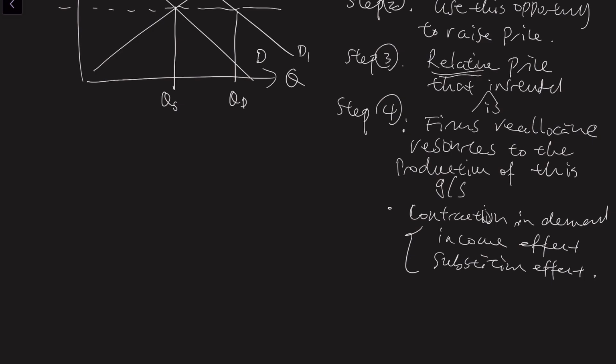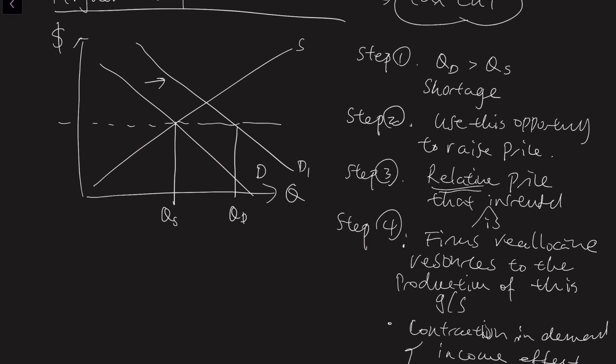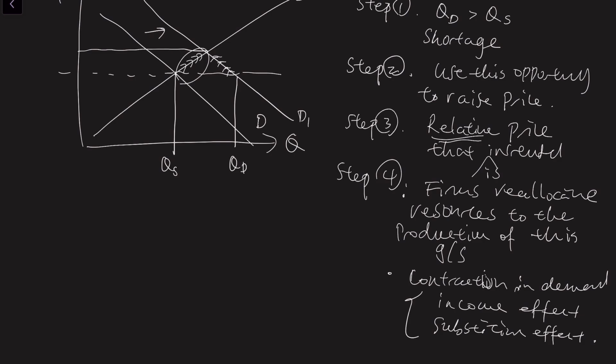So what would be the final result? Well, if firms allocate more resources to the production of these goods or services, the supply would increase. So as we can see here, we have an expansion in supply, corresponding with an increase in price. Also, we can say that the demand has contracted due to this higher price, which can be further broken down into the income and substitution effect. The end result is we reach an equilibrium.